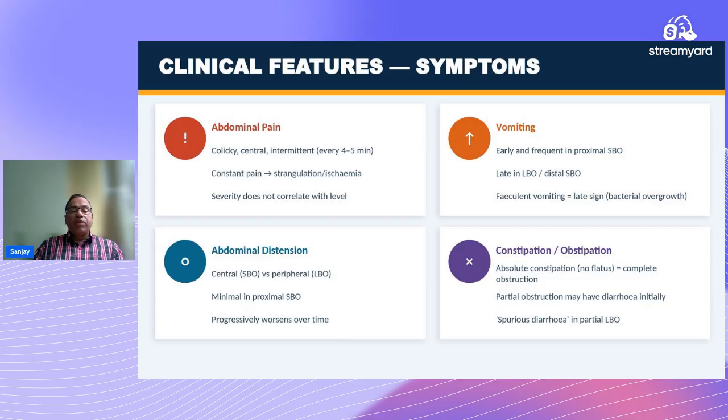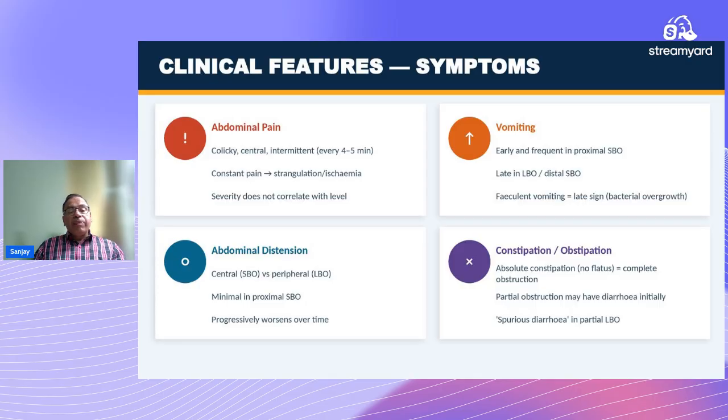One is abdominal pain. The typical pain described by the patient is a colicky, central, intermittent pain which occurs every 4 to 5 minutes. This is the initial part of the obstruction where the bowel tries to overcome the obstruction by increasing the force and the frequency of peristalsis. However, over a period of time, the bowel gets tired, so called, and this would lead to the bowel sounds getting slightly sluggish.